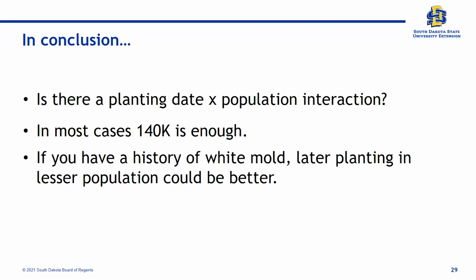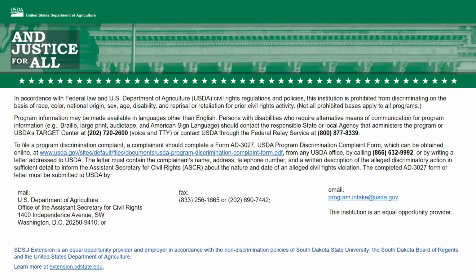Some of you or most of you may already know this. So if you have a white mold history, try to get that air circulation in there, and don't try to compact plant to plant and row to row spacing. If you have a little more of that, it helps with the white mold. So I think that's my last slide, if I'm not mistaken.